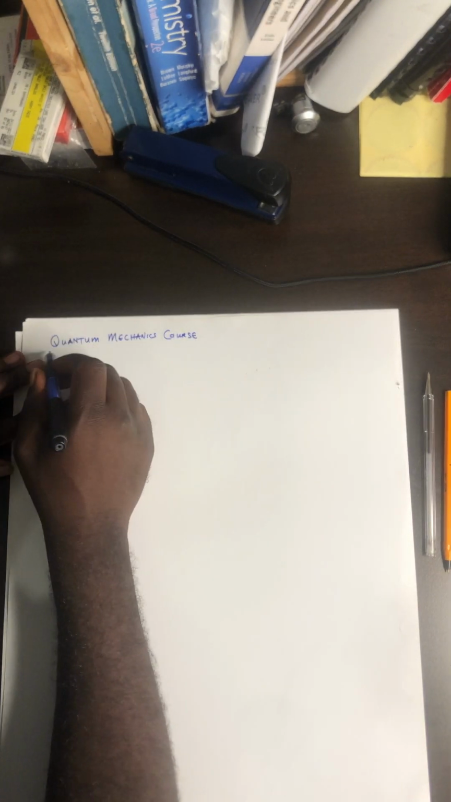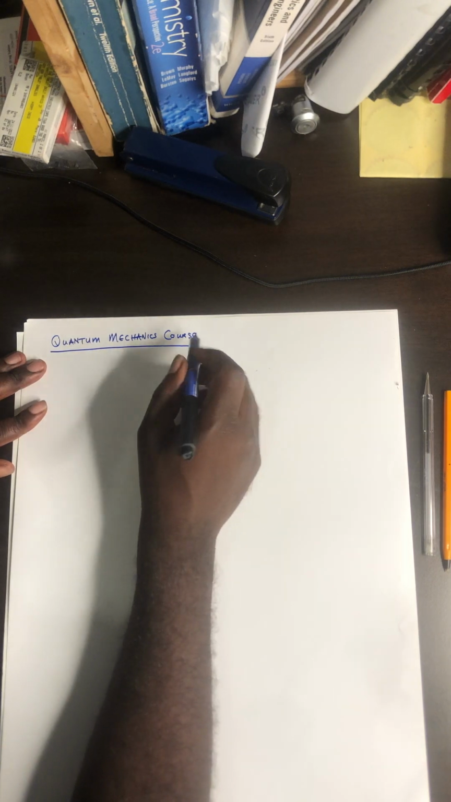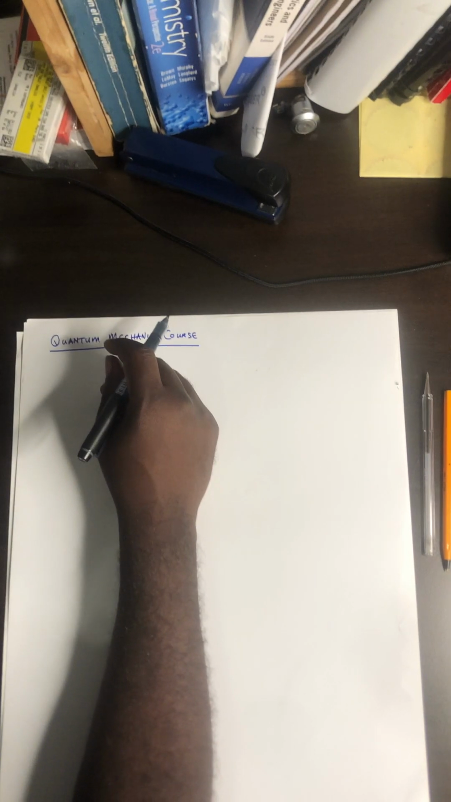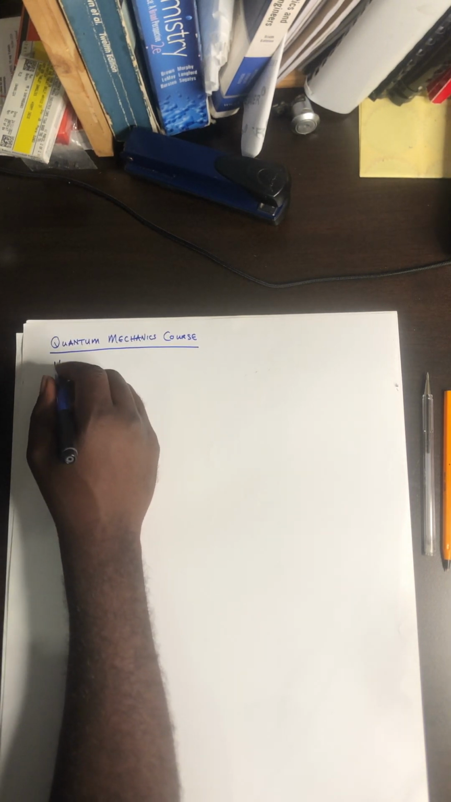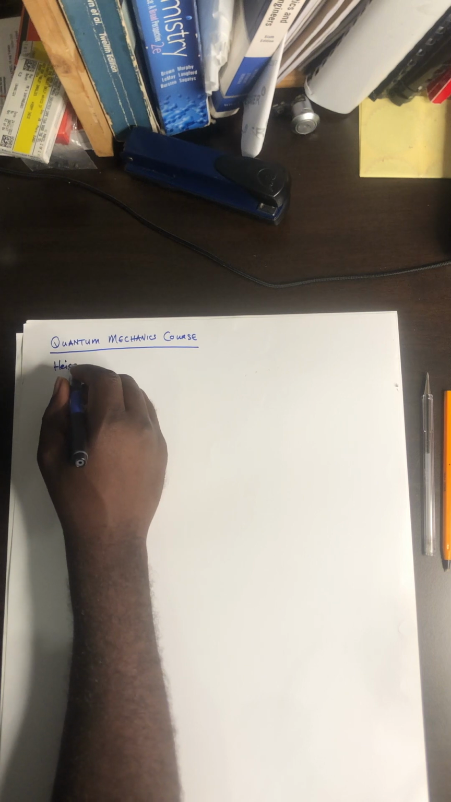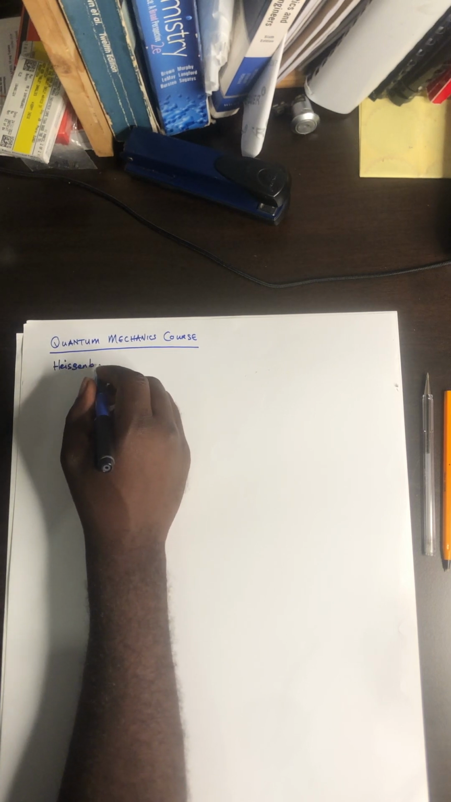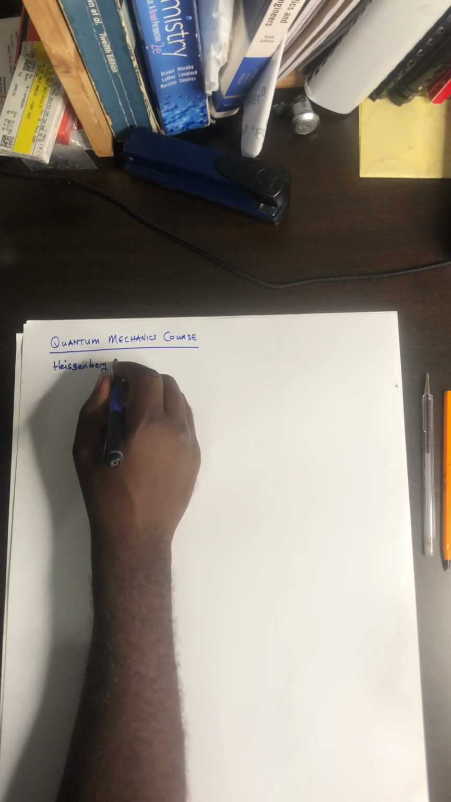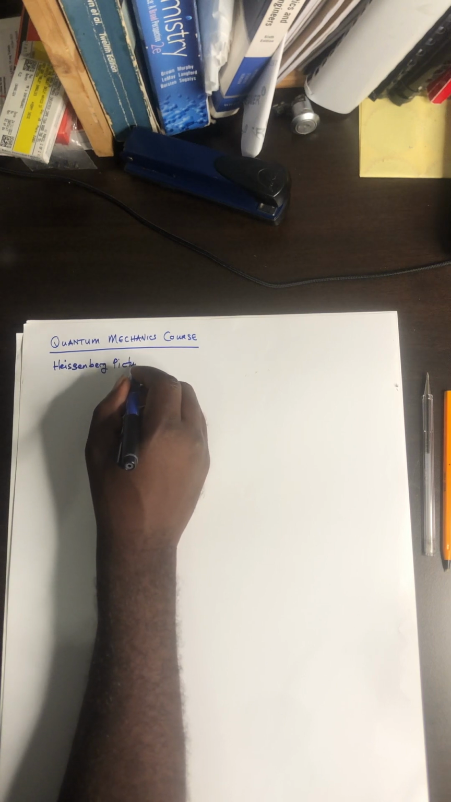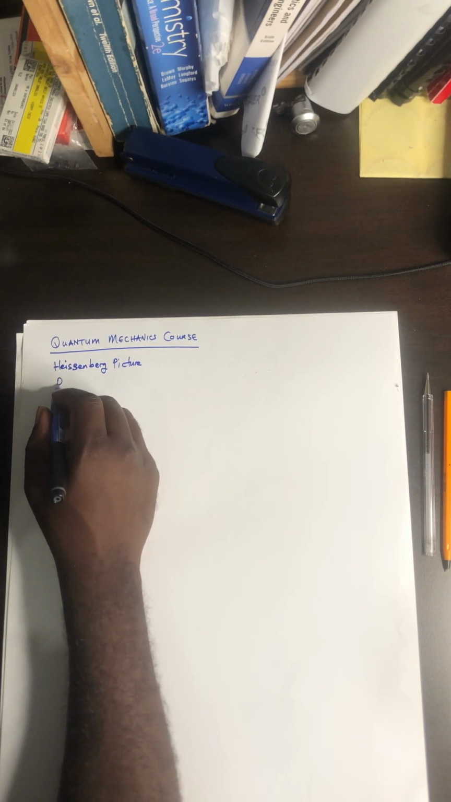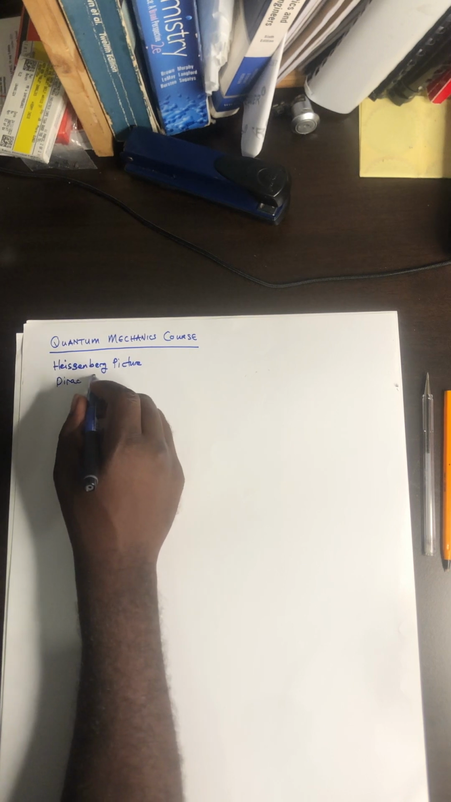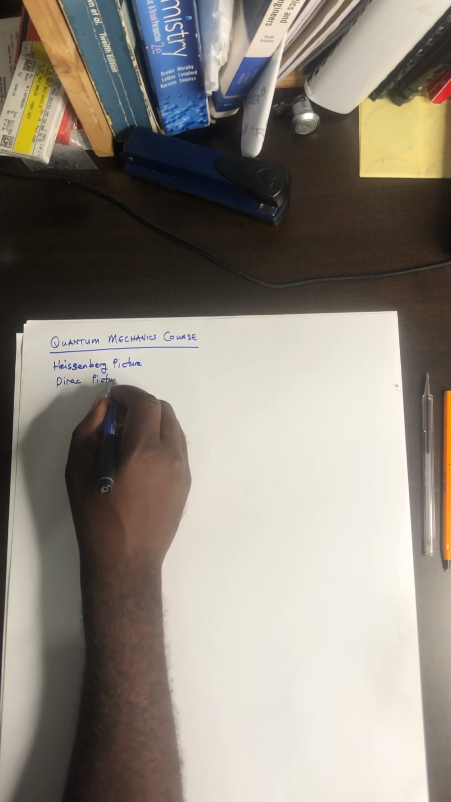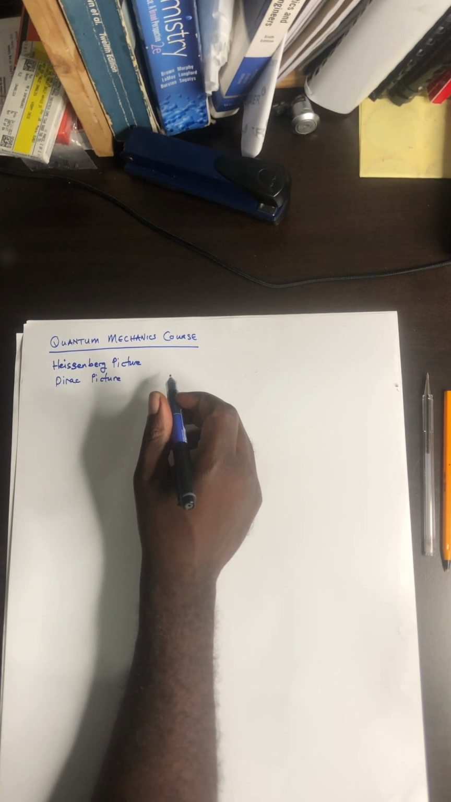As you will discover, there are many ways of doing quantum mechanics. There are what are called perspectives. I could think of the Heisenberg picture and the Dirac picture. So the difference between these is this.